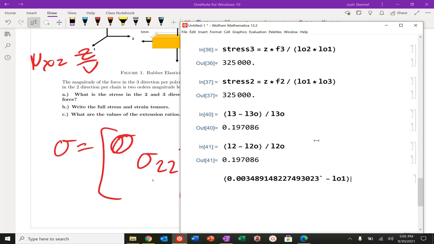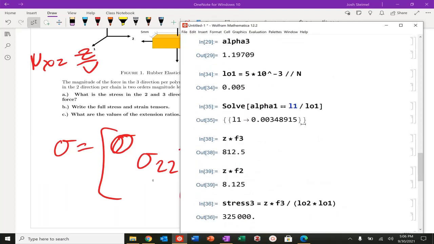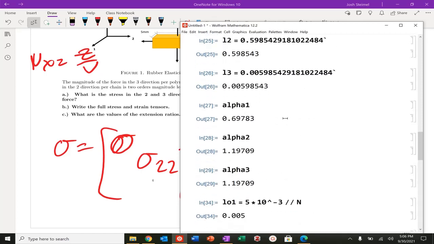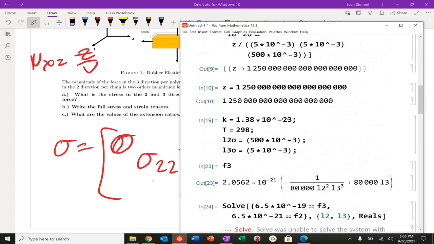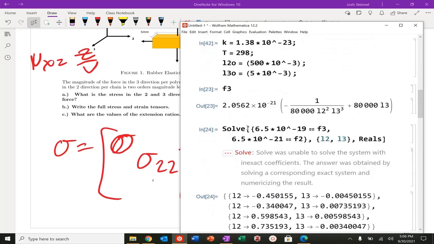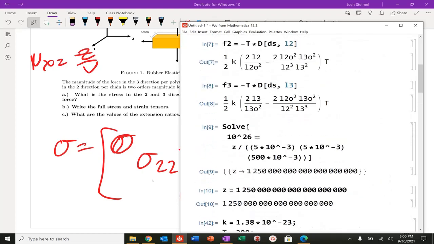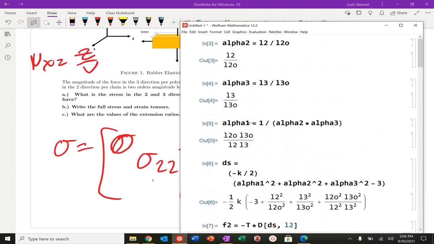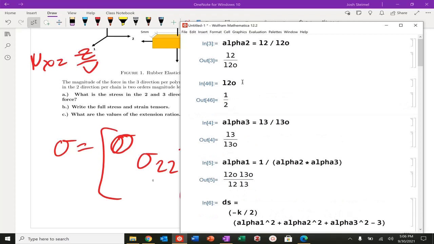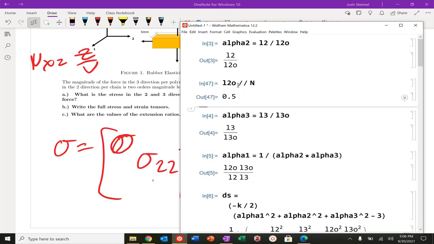L naught 1. Actually, I think I really need to be careful. I think I could have made a little bit of a mistake here. L3, L2 naught, L3 naught. Let's just make sure my alpha is equal to... L2 naught is what? 0.5. Yes, that's true. What about my L3 naught? Again, I think I have those values correct.